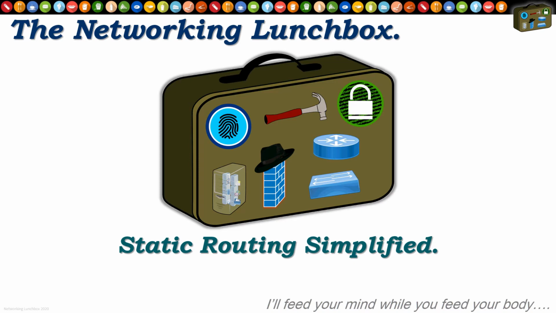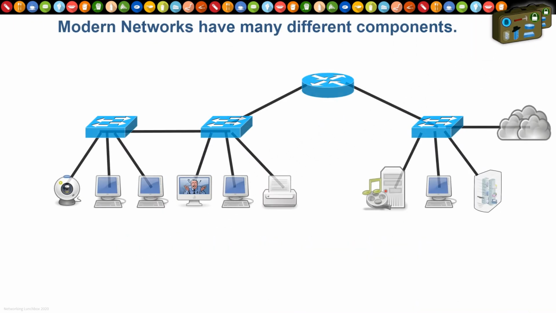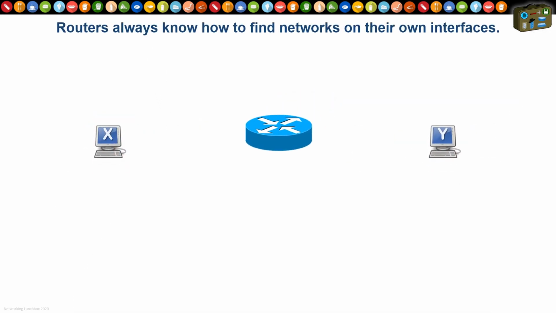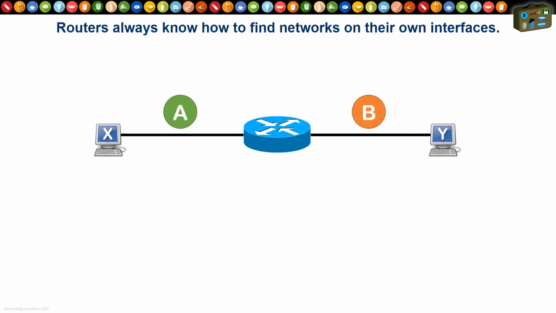Today we're going to look at static routing in a simplified form. Modern networks have got many different components in their networks. Routers, printers, switches, servers. Today we're just going to be looking at the routing component: how the routers know where to forward user data around the network.